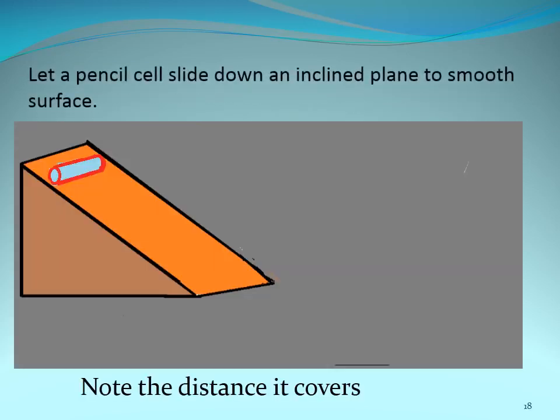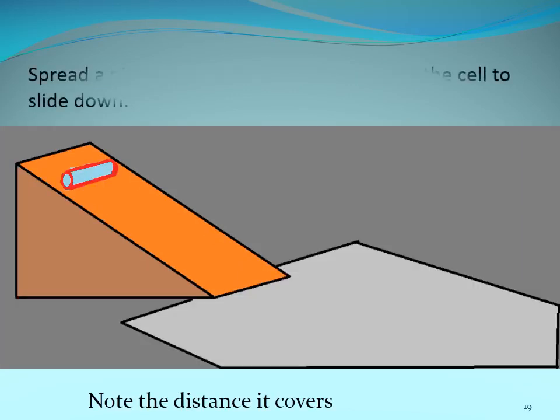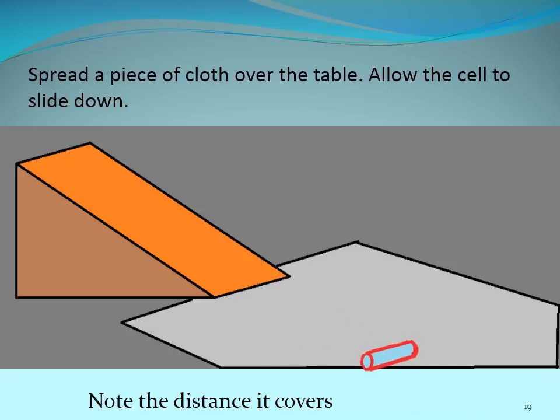Let us do another experiment. Let a pencil cell slide down an inclined plane to a smooth surface like table or tile or granite or marble. Note the distance from the bottom of the inclined plane to the point where the pencil cell comes to stop. That is, this distance is to be measured. Now, spread a piece of cloth over the table and then allow the cell to slide down. Again, note the distance it covers.